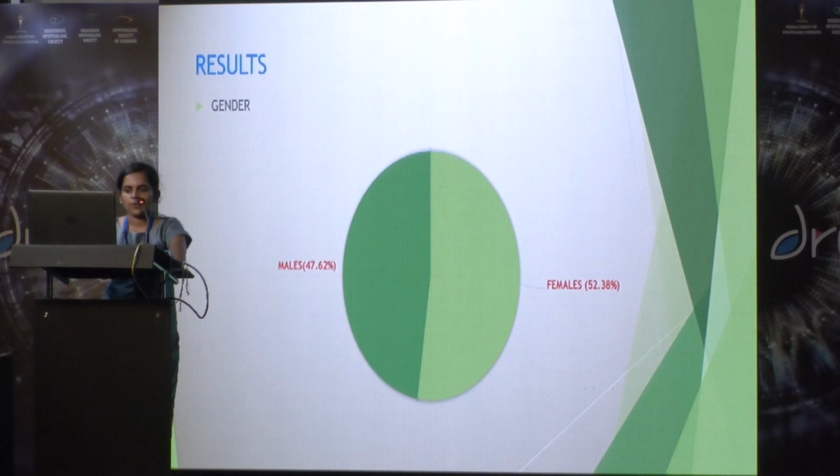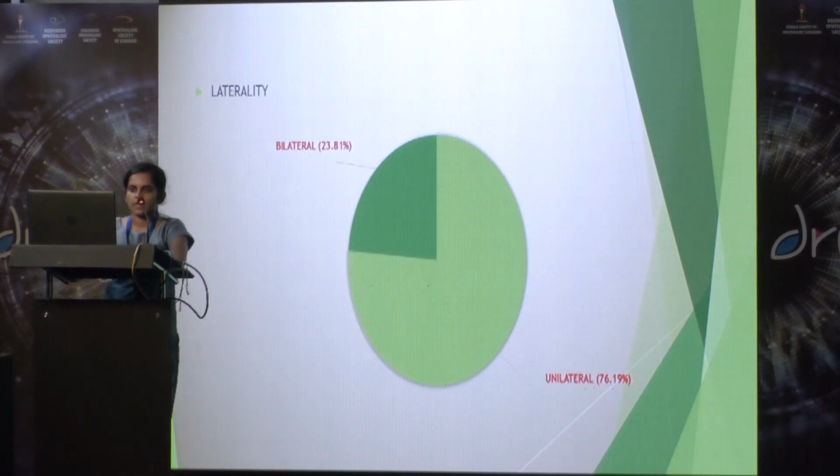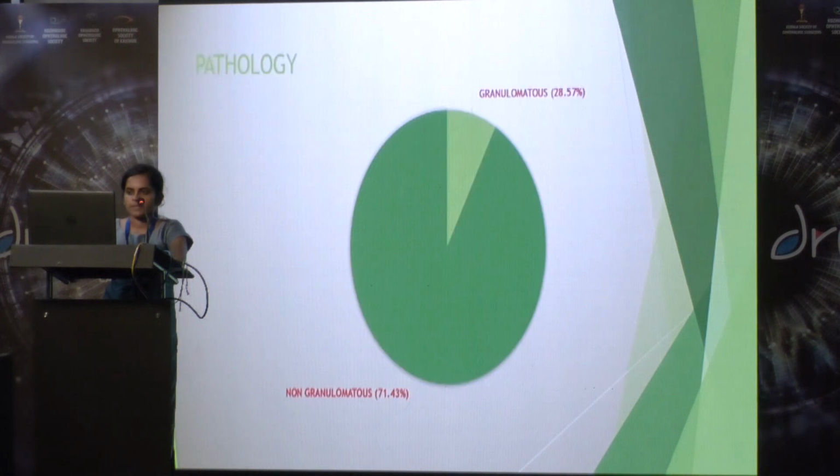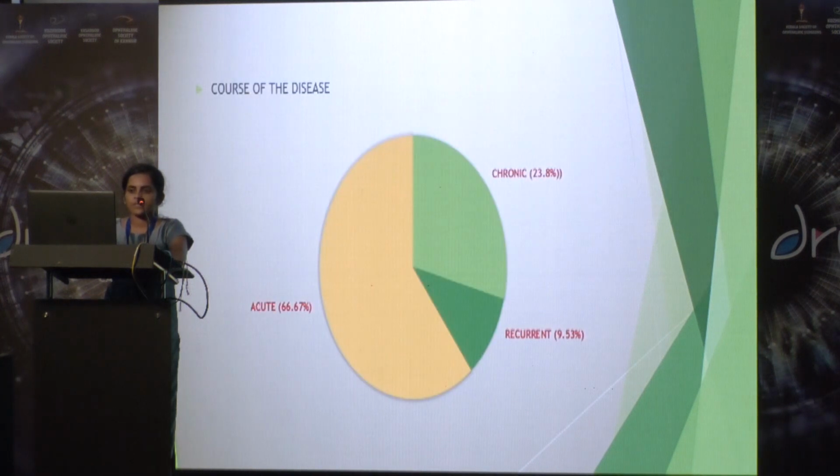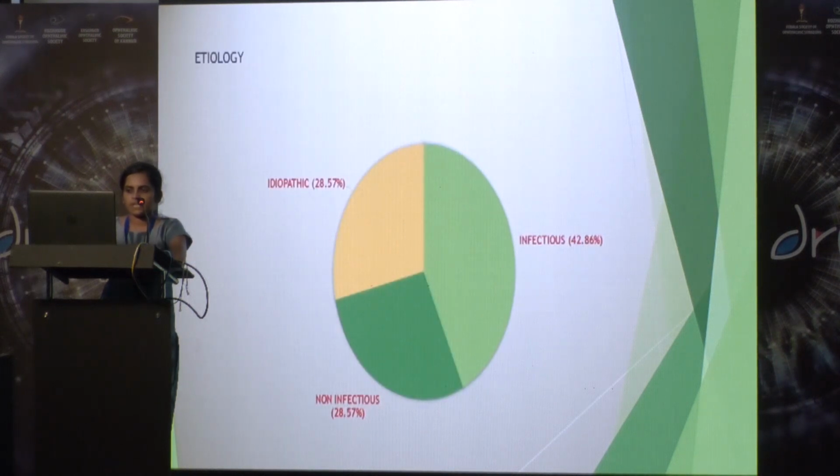The study results I have got: there was no particular gender preponderance found. Male and female groups contributed almost equally. Then in laterality, about 76% were unilateral and bilateral contributed 23%. Pathology: majority of cases were non-granulomatous, about 71%, and 28% were granulomatous. Course of the disease: most of them had an acute onset, that is 66.67%, followed by chronic 23% and recurrent 9%. And this is the etiological classification.